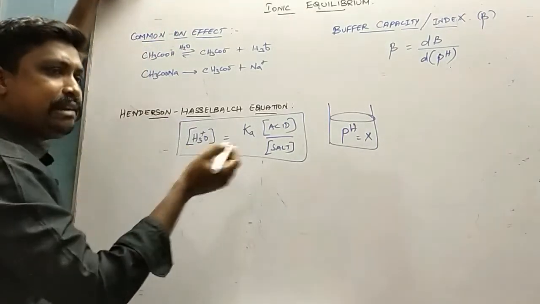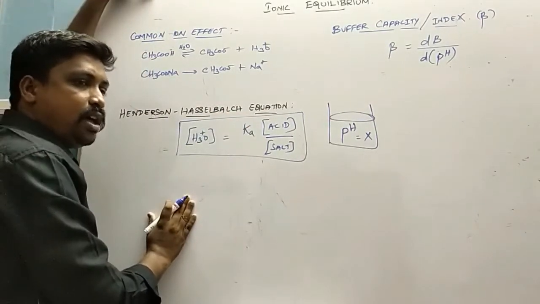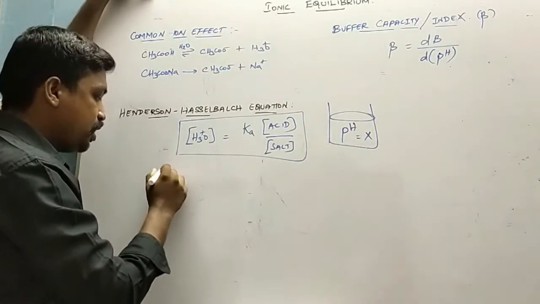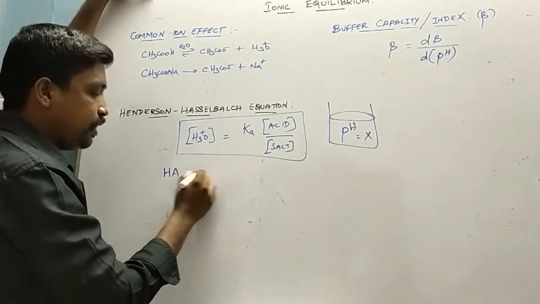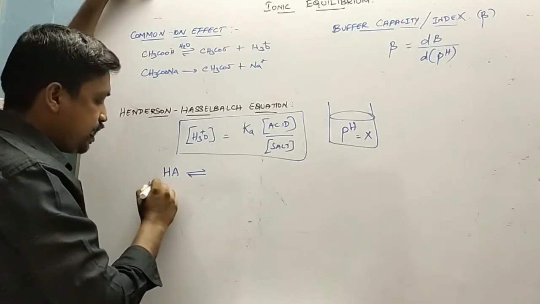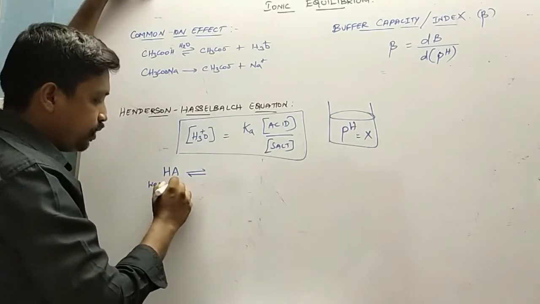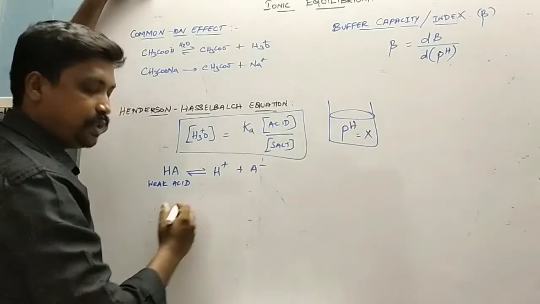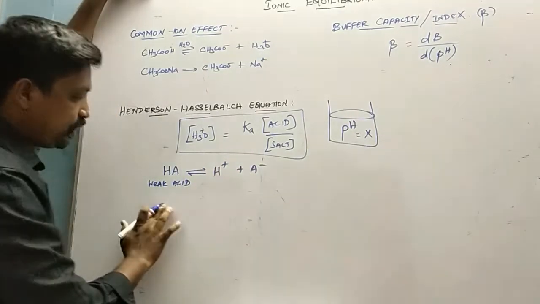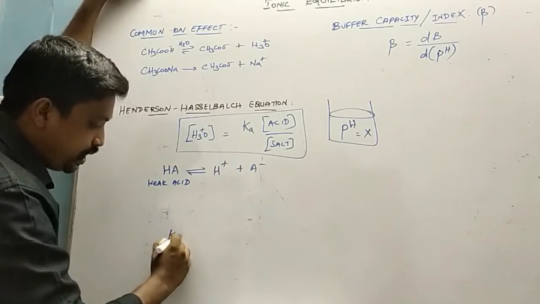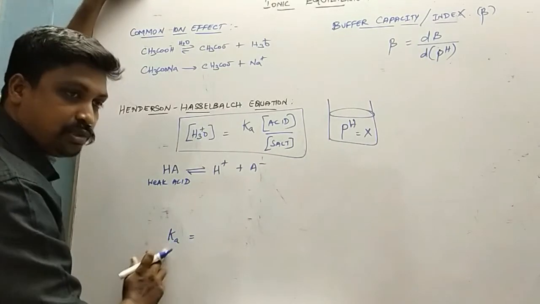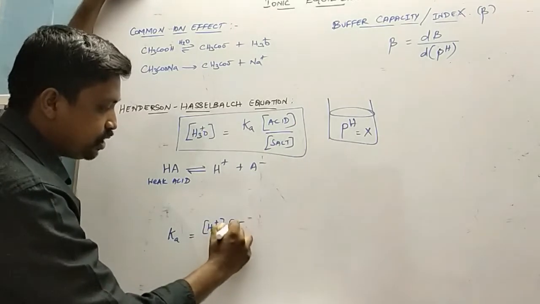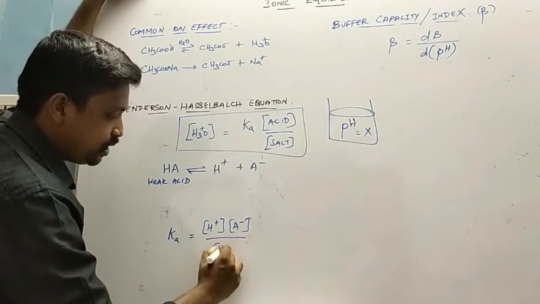Okay, in generalized form, when they are asking this Henderson-Hasselbalch equation in your exam, you have to write it in generalized form. So I am taking it like this, HA. It is a weak acid, so it dissociates partially, H plus plus A minus. Now for this equation I can write the equilibrium constant or dissociation constant of the acid.